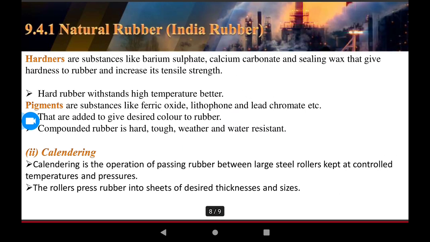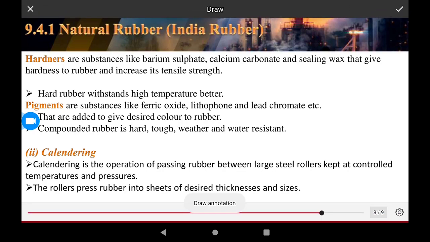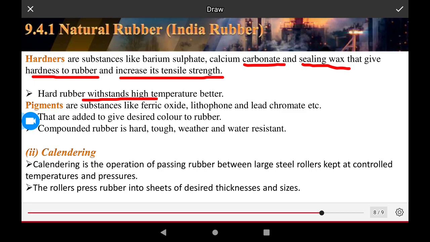For hardness of the rubber, substances like antimony sulfide, calcium carbonate and sulfur wax are used, which give hardness and increase its tensile strength. Hard rubber withstands high temperature water. Pigments are substances like ferric oxide, lithopone and lead chromates that are added to give the desired colors to rubber. Compounded rubber is tough and resistant to weather and water.